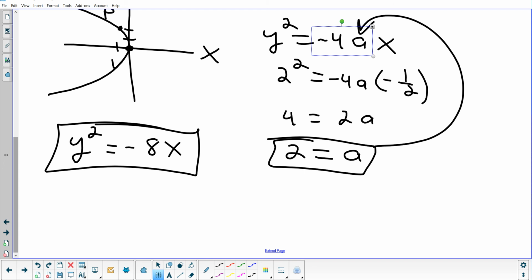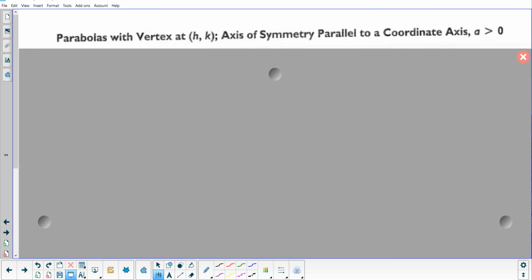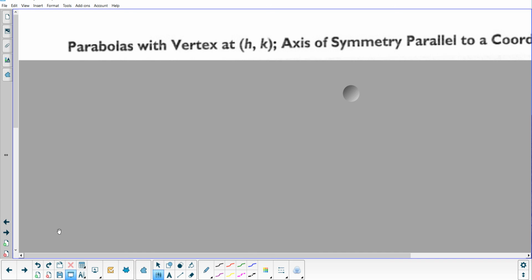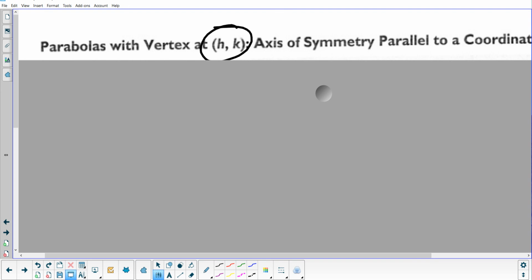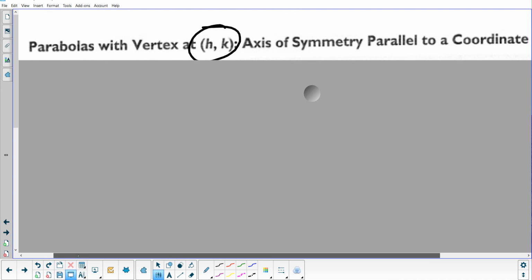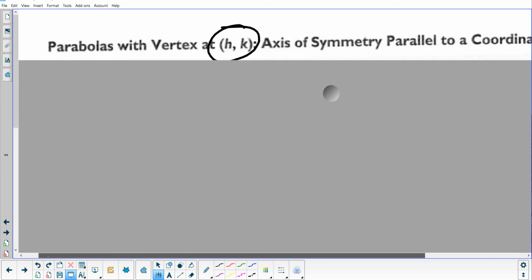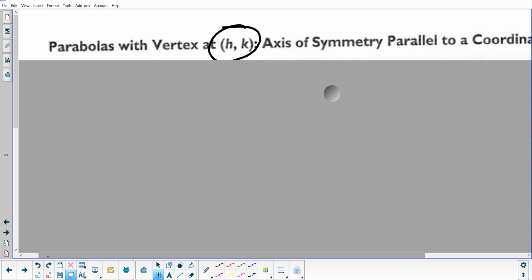All right, so any question on a parabola at the origin? Okay, so now let's look at this. There's a whole table you can use to figure this out, but the way I've been teaching it to you, you won't need the table. Every problem we've done so far, the vertex has been at the origin. Well, now we're going to look at a parabola that has a vertex of maybe not 0, 0. It could be 3, 5, or 7, 9. It could be different numbers.